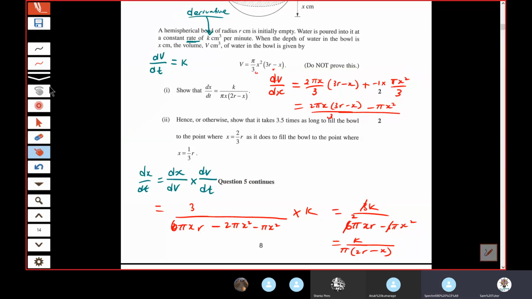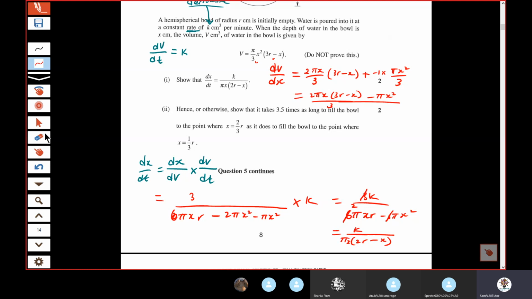Sam, also, you forgot the x in your final answer. I forgot, yes, of course, factorizing pi x out. Thank you. Pi x, 2r minus x. All right, I'm going to rub the working out so we can do the next bit. We probably don't need a lot of this, I hope.